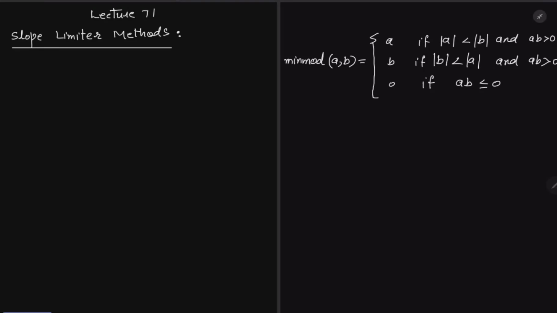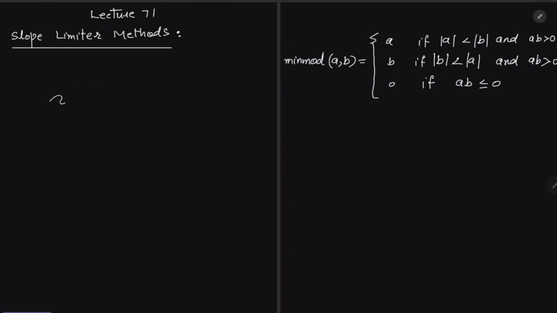In the previous video, we saw that the total variation measures how much the differences are in the data. Now we will talk about the slope limiter methods. Why are we doing that, and what is the motive behind it?